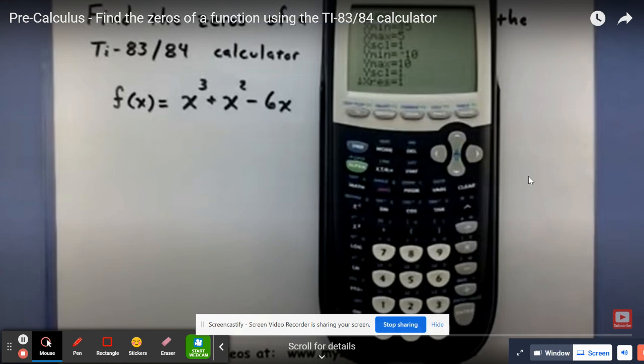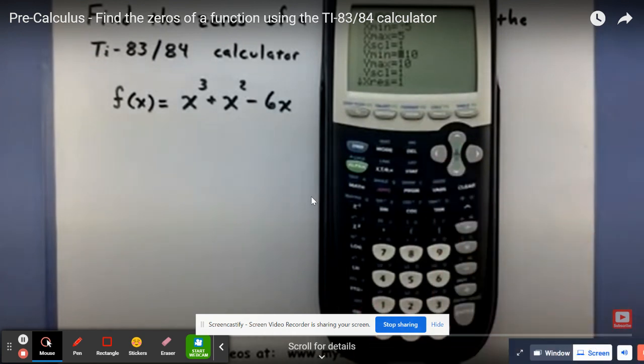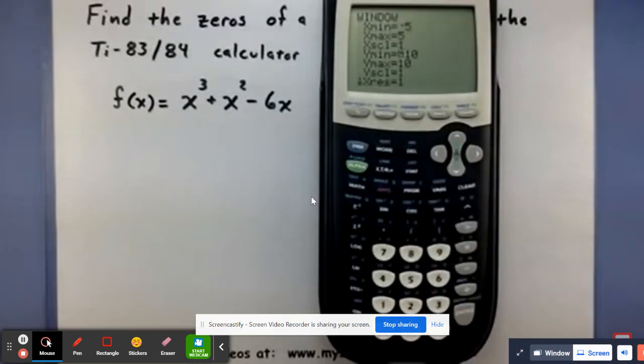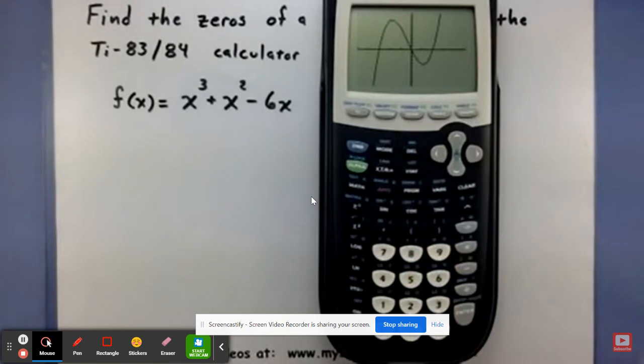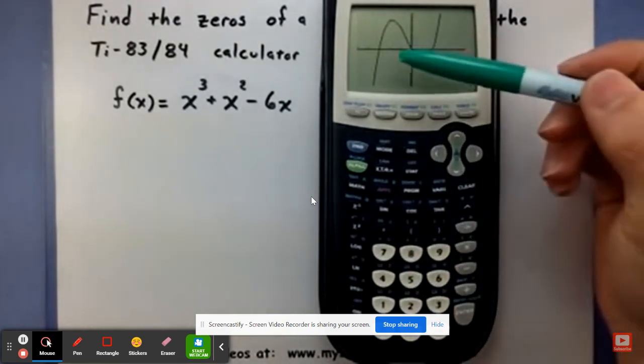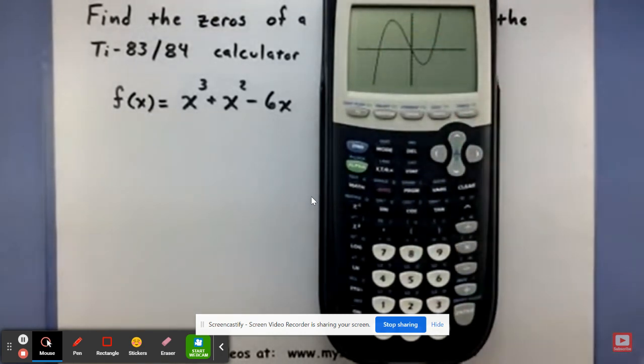-5 and 5 on the x's, and between -10 and 10. So all he's doing is setting a window, so it looks like mine. You guys don't need to do that. Press your graph button and you'll see your function. If you look at the graph, you can see that it actually crosses the x-axis.